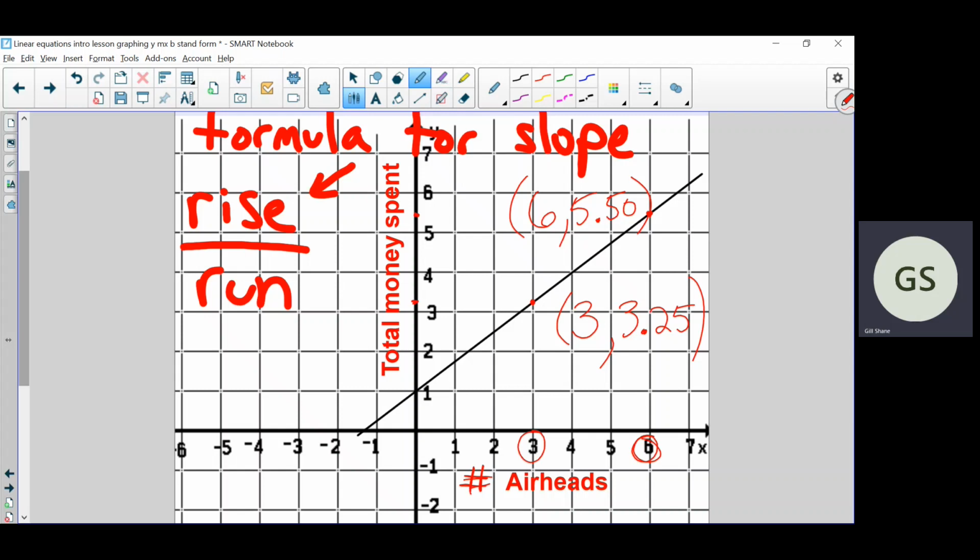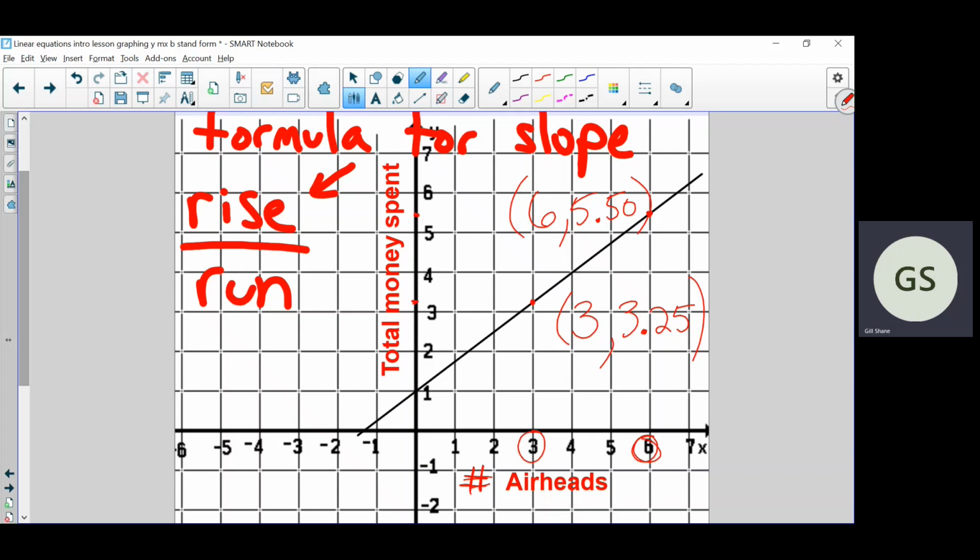What is wrong with this? Because this is a real life scenario. There's something sometimes wrong when you do a real life scenario. Oh, you're estimating. Not really estimating. There's something wrong with buying some of the numbers of airheads that were technically on that line. I'll just give you a big hint.